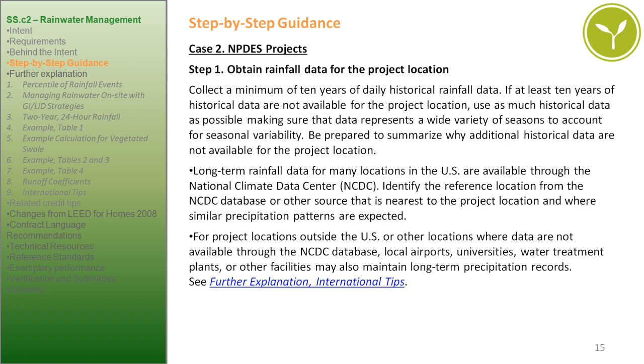Identify the reference location from the NCDC database or other source that is nearest to the project location and where similar precipitation patterns are expected. For project locations outside the U.S. or other locations where data are not available through the NCDC database, local airports, universities, water treatment plants, or other facilities may also maintain long-term precipitation records. See further explanation, international tips.